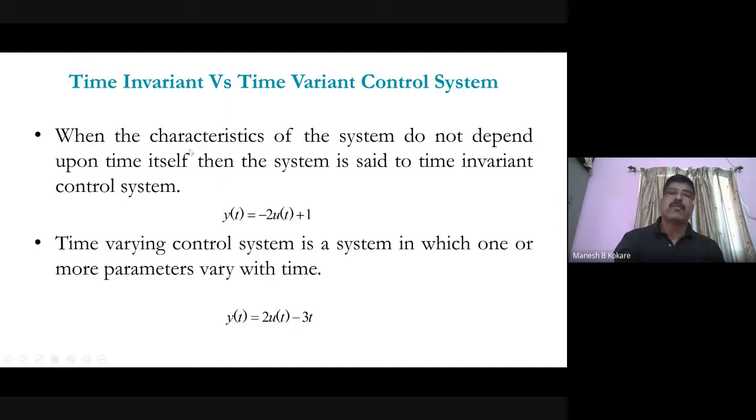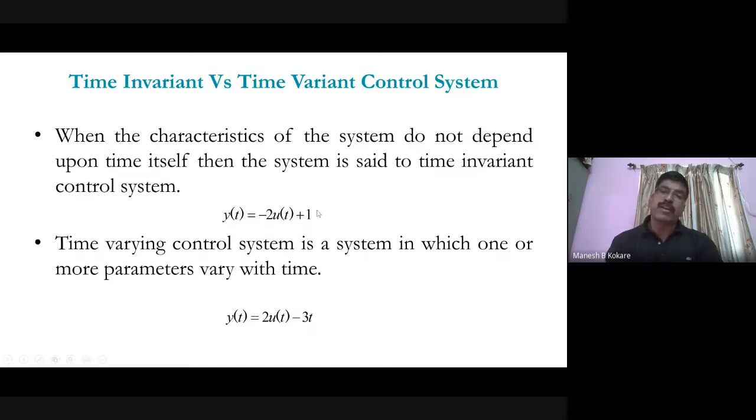So when the characteristic of a system does not depend upon the time itself, then the system is said to be a time invariant control system. That is, y of t is equal to minus 2u of t plus 1. And a time varying control system is a system in which one or more parameters vary with time. So see that here this parameter is varying with time, so it depends upon the time. As t changes, your output also changes.